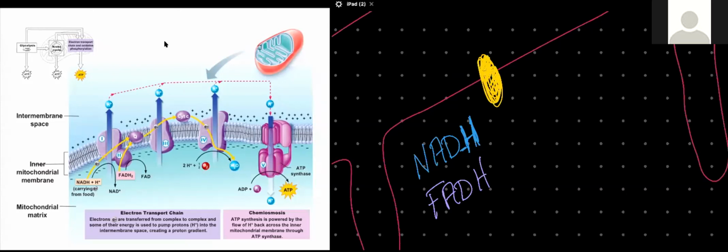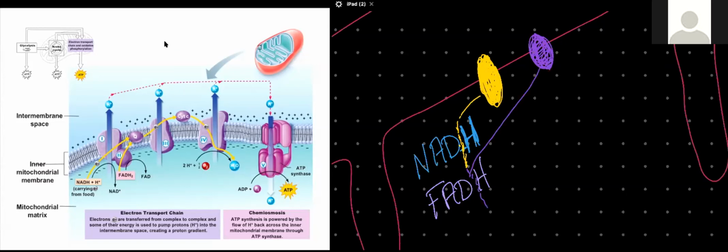On the surface, there are carriers in the inner membrane of the mitochondria that will be acting as enzymes to split this bond between the NAD and the attached hydrogen, and others to split the bond between the FAD and the hydrogen to which it's attached.